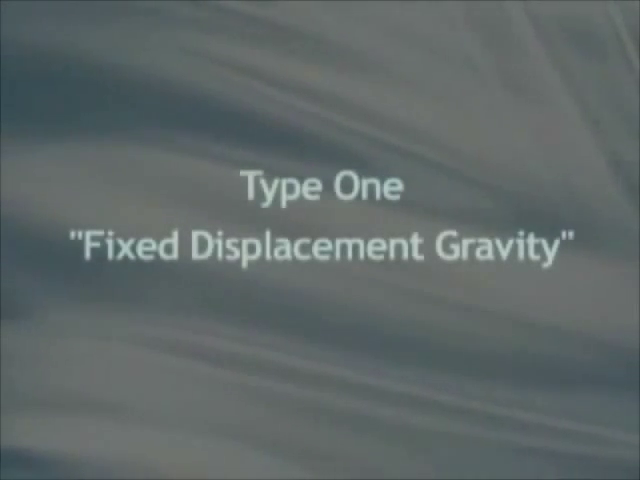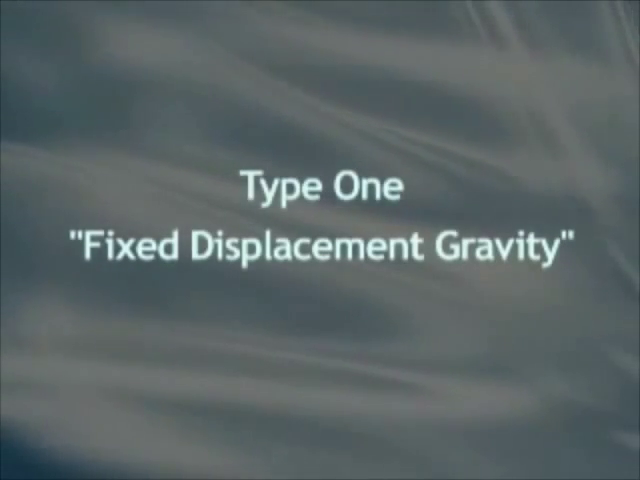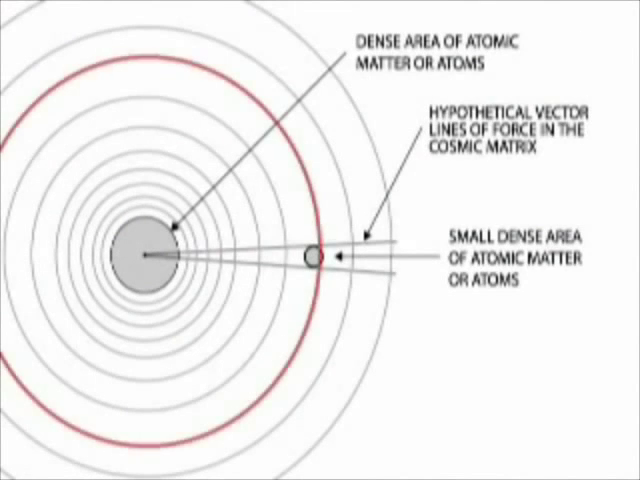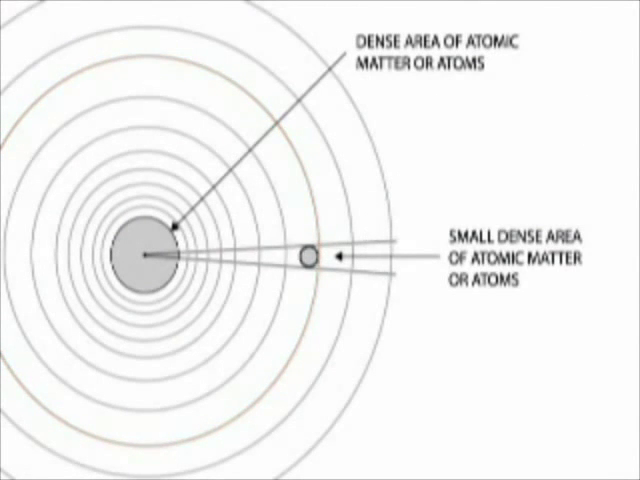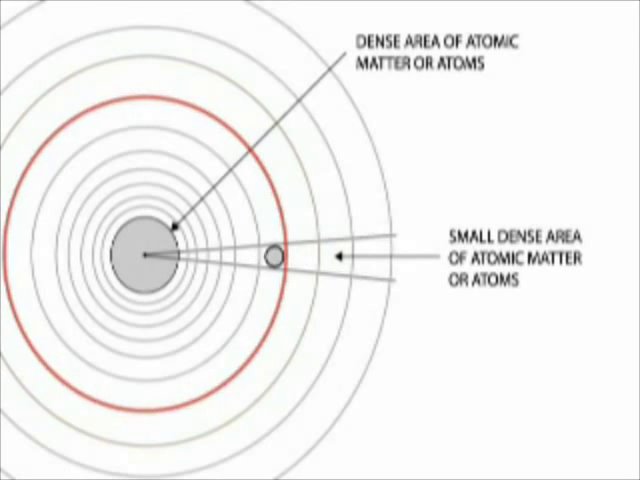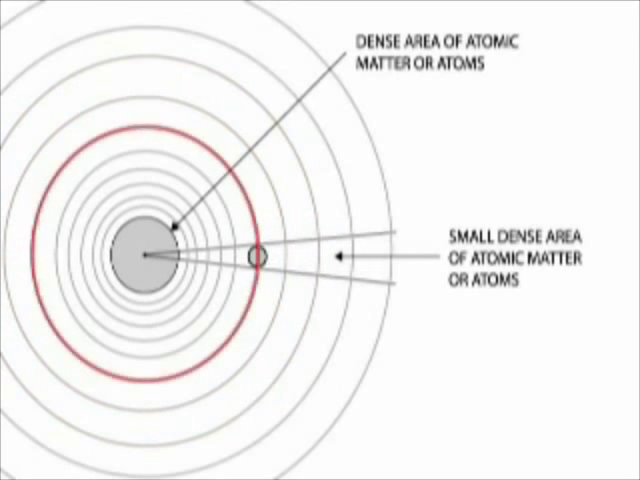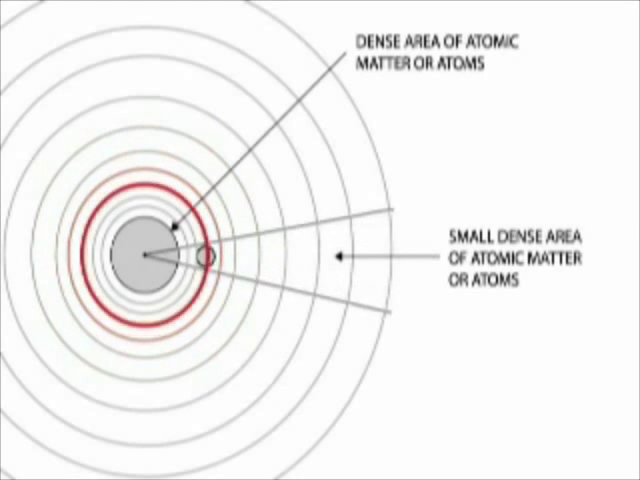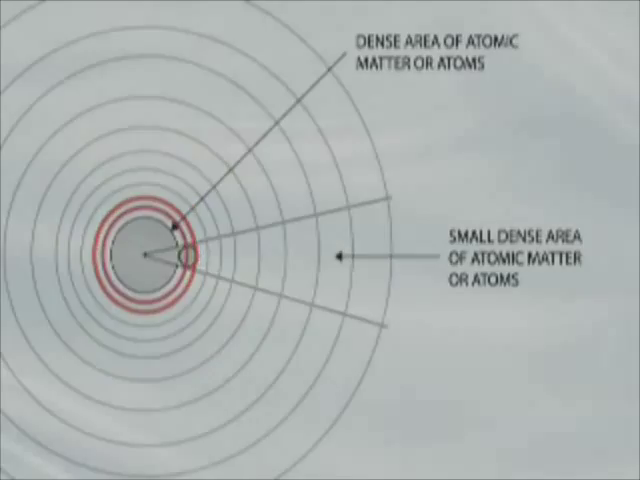The cosmic matrix displacement model asserts that there are two variations of gravity. Type 1 is fixed displacement gravity generated by the planets, stars, and galaxies, etc. The enormous mass of atoms concentrated in one place displaces the VS1s of the matrix that fill the universe and is surrounding and through all atomic matter. Any matter that is in the vector lines of force is pushed towards the center of the larger mass, such as the center of the Earth.